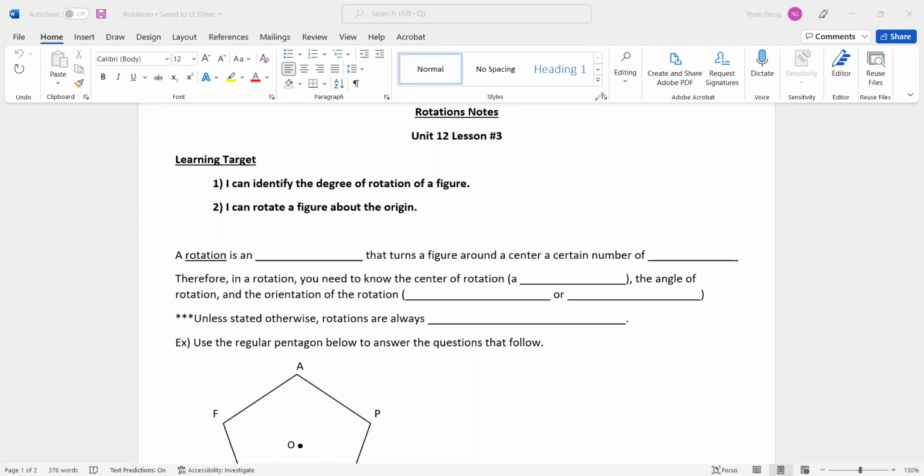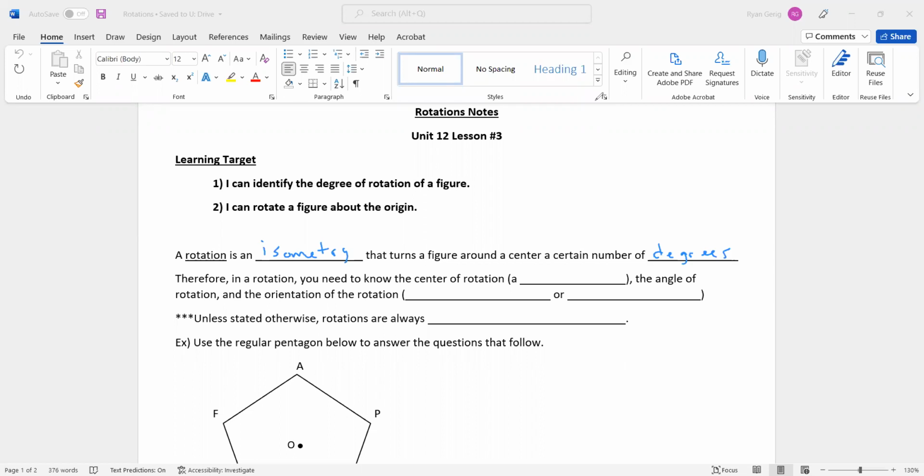A rotation is an isometry. Again, what does that mean? It means the beginning and the end are the same. It's an isometry that turns a figure around a center a certain number of degrees. Okay.